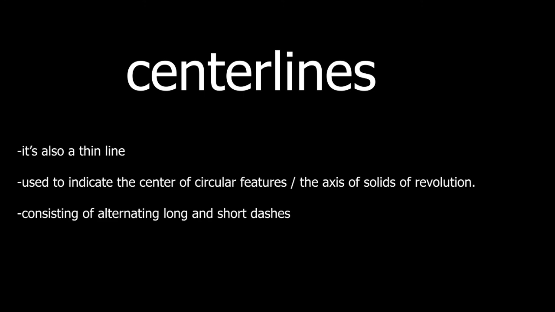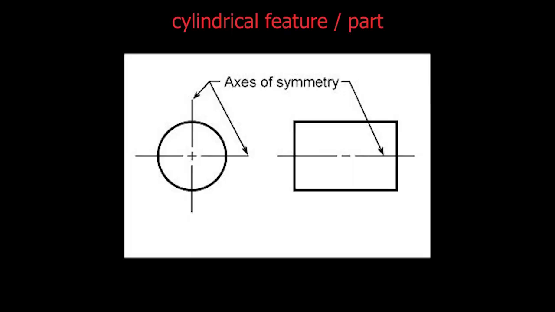Now we'll discuss a little bit about center lines. It is also a thin line and it generally indicates the center of circular features or the axis of solids of revolution. It has alternating long and short dashes. Here we see the representation of center lines on a cylinder.